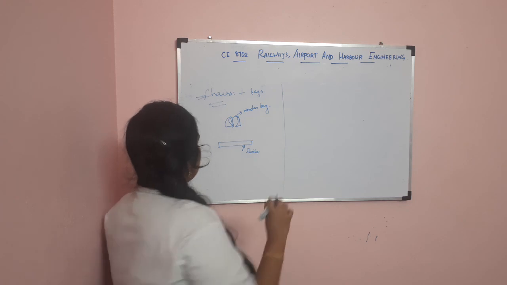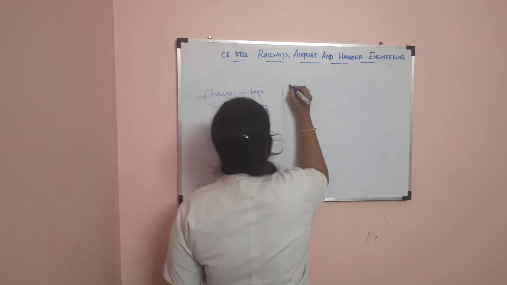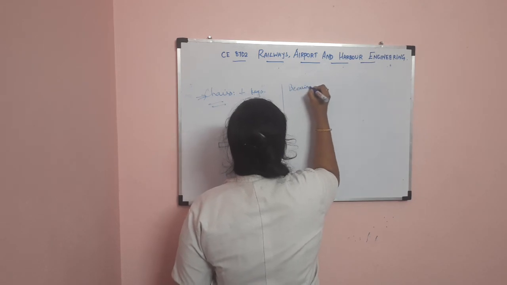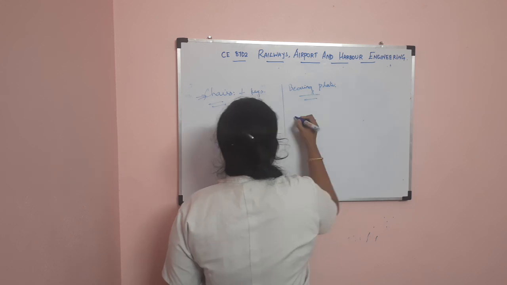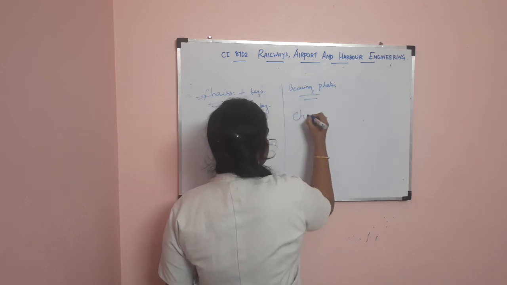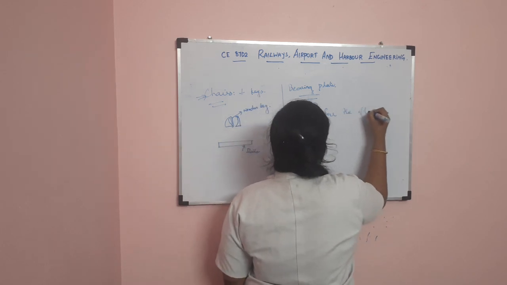So in flat-footed rails, we are using bearing plate for this purpose. So the bearing plate or the chairs for the flat-footed rails.